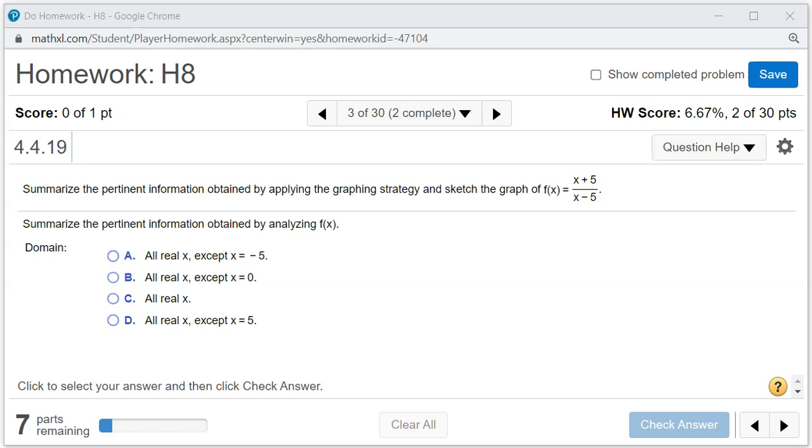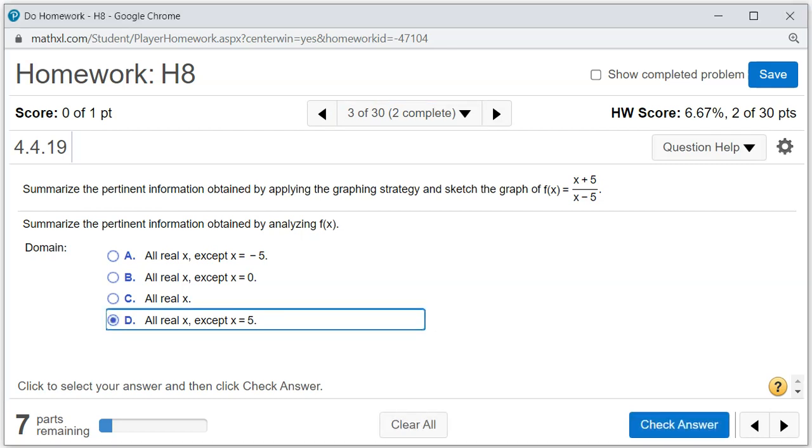All right, let's look at homework 8, problem number 3. We have this rational function f of x equals x plus 5 over x minus 5. We want to find the domain. As you can see, when x equals 5, the denominator becomes 0. So we have to eliminate 5, but everything but 5 would be fine. So it's all real numbers x except for x equals 5. So D is the right answer.